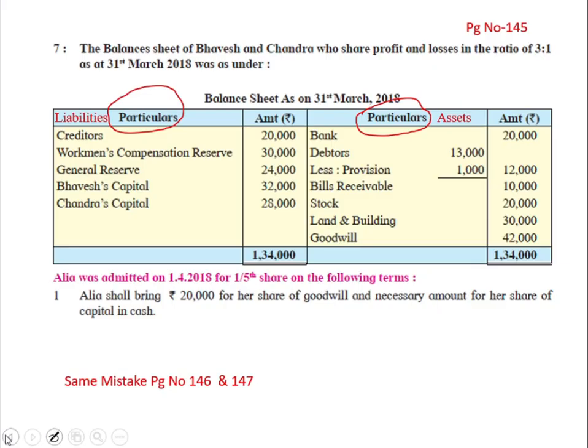Next one, we'll move to chapter number 3, admission of partner. Here also the same mistake. They have given particulars and particulars, but this is a balance sheet. So as you know, here should be liabilities and here should be assets. Same mistake, page number 146 and 147. So make a correction here also.